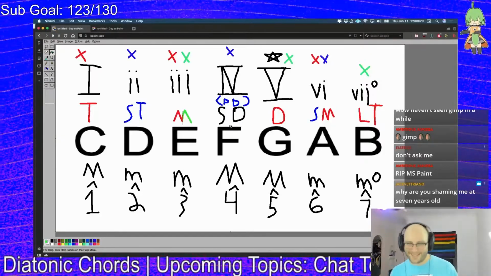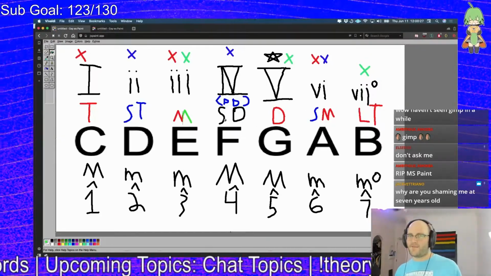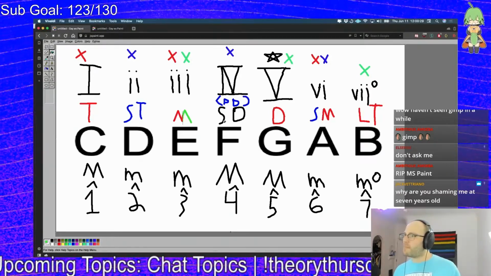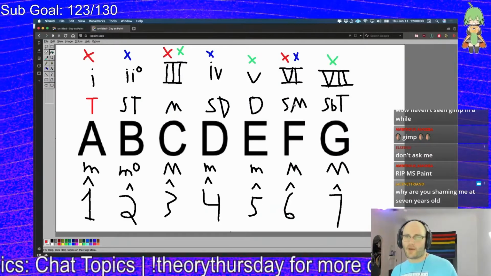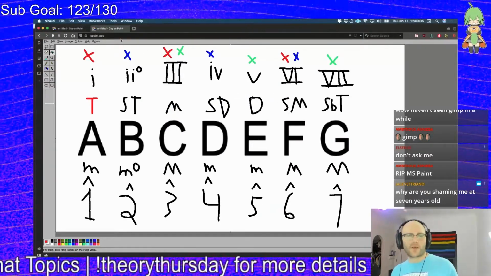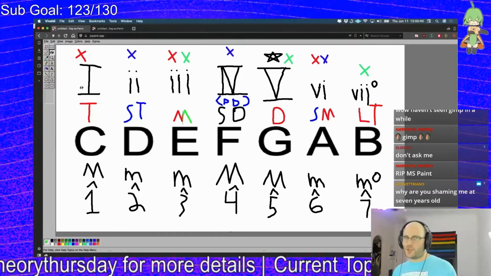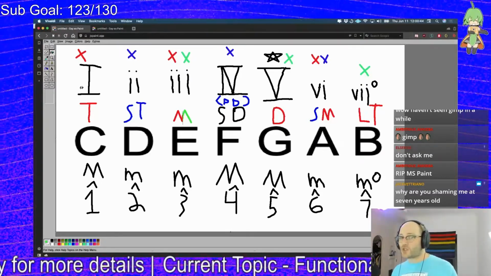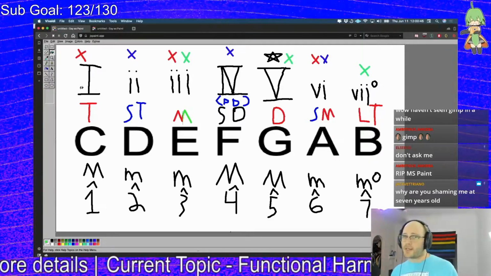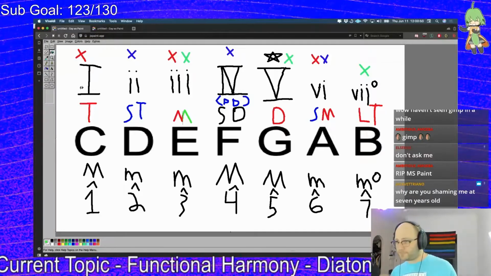So, some of these can fit multiple roles. They can wear multiple hats. And this same exact pattern goes over here. Like, I don't want to have to reiterate everything, but tonic chords include your 1, your 3, and your 6. Predominant chords include your 2, your 4, and your 6. And dominant chords include your 3, your 5, and your 7.